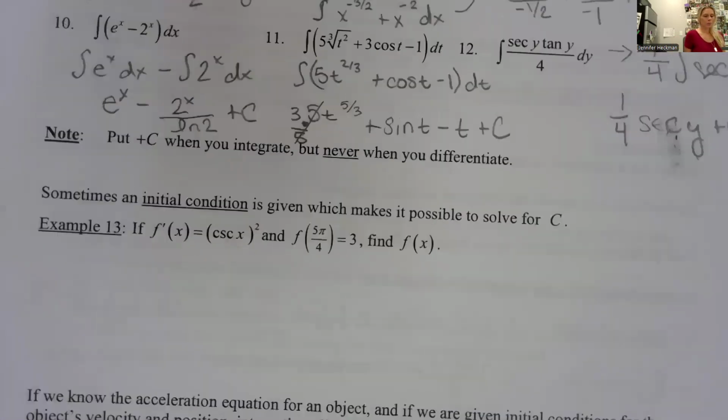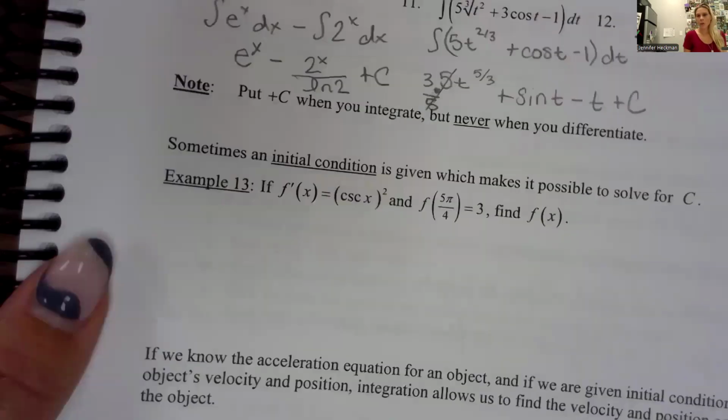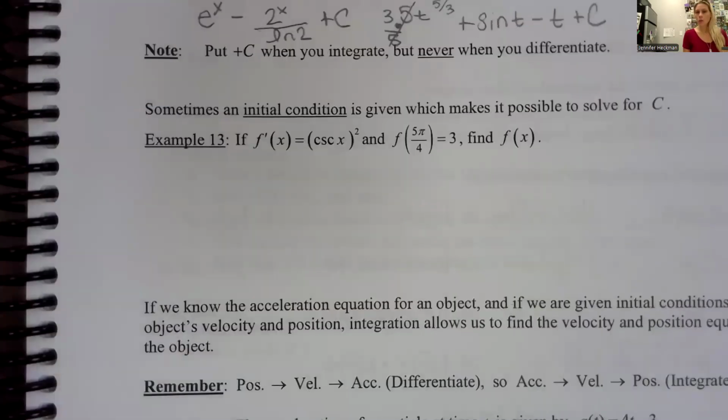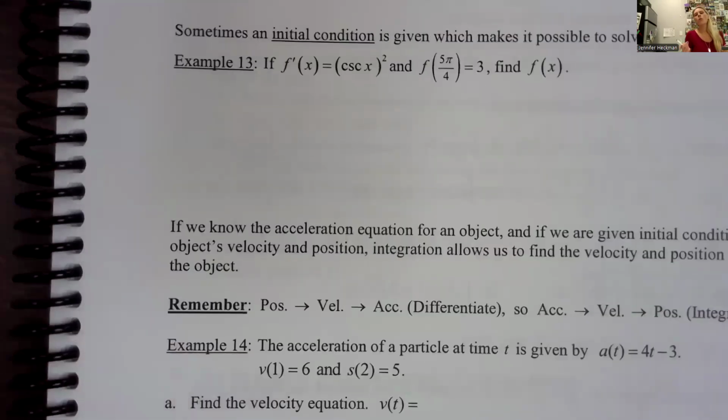So put plus c when you integrate, but never when you differentiate, right? When you go forward, you're not doing the plus c. When you're taking the integral, you're doing plus c with no boundaries. In the long run, when you take the integral, you're going to have plus c. But sometimes they give you some positioning coordinates, and you're actually able to solve for that c and find the true function. So that's what we're going to do in example 13 here.